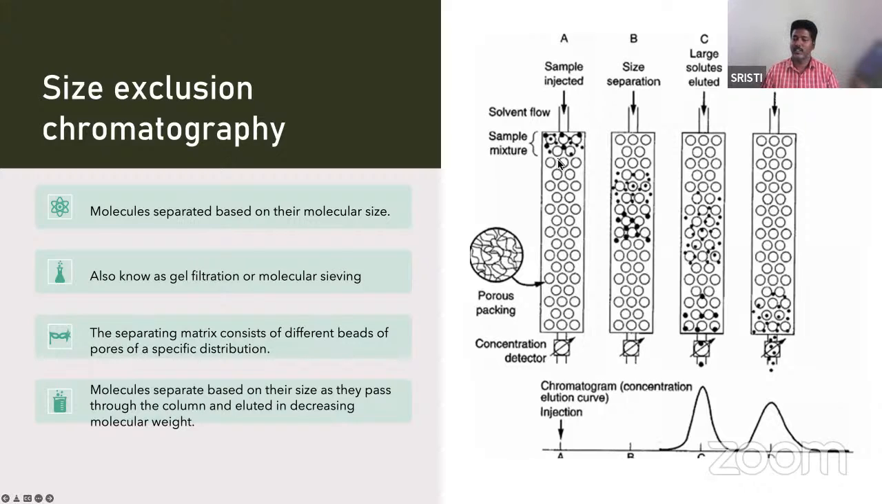Here you can see the column is packed with porous material, and then the sample is injected with the flow of solvent. On the basis of size, large molecules normally get separated first, because large molecules will never bind to the porous packing and will be able to elute through the column. So the large molecules come down first, and then the smaller molecules, which are bound to the column material, will be eluted last.